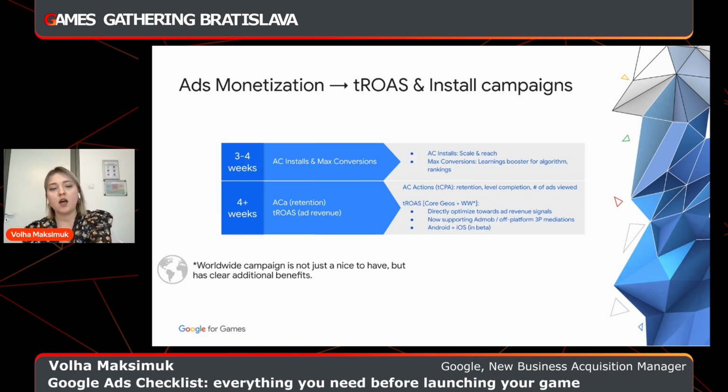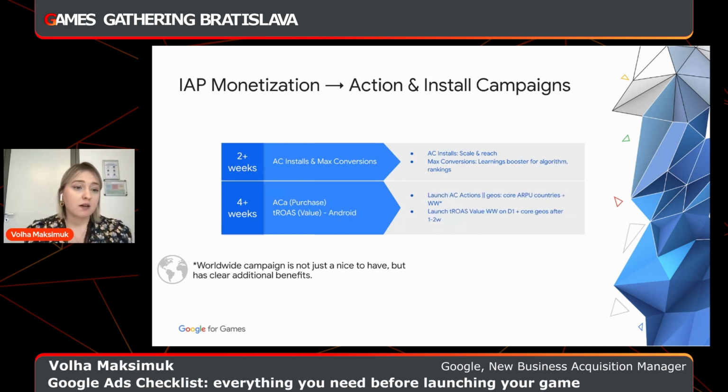When it comes to in-app purchases monetization, we are talking about action and install campaigns, and also tROAS value campaigns. Everything we just discussed a few slides ago: you're focusing on value campaigns and you're focusing on action campaigns that are working in a funnel together. And ideally, you also pair it up with install campaigns for scale and reach, and providing a learning booster for the algorithm and for rankings as well.